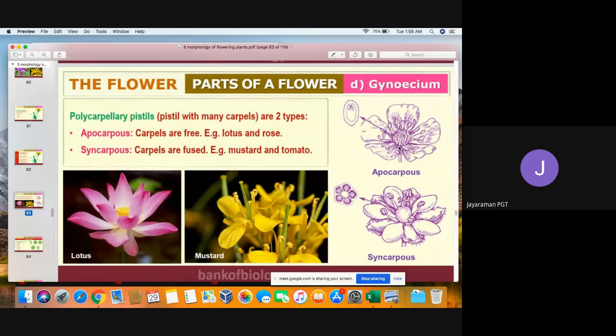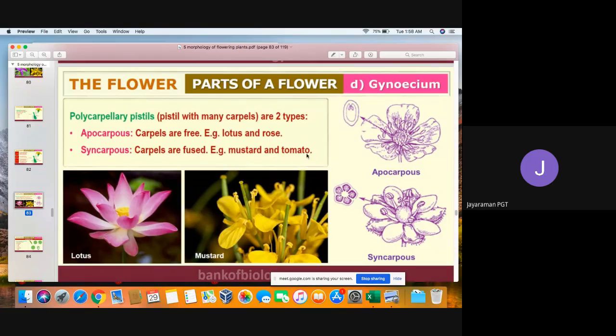In case petals are free, it is known as polypetalous. In case sepals are free, it is polysepalous. And syncarpous means carpels are fused. Most of the flowers you can find the carpels are fused, like I showed you the lady's finger, five carpels are fused. So syncarpous means fused carpels: mustard, tomato.